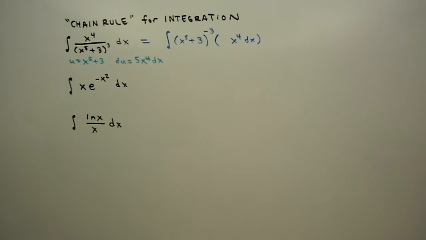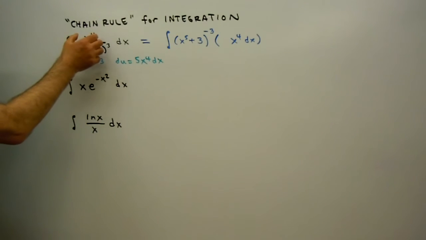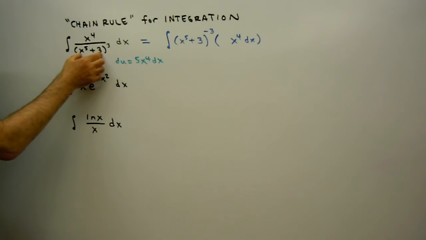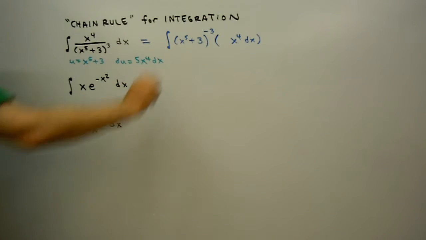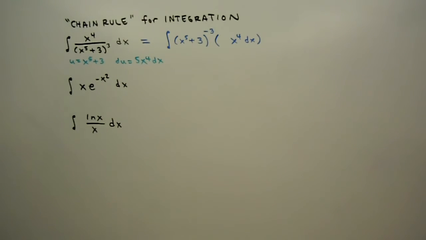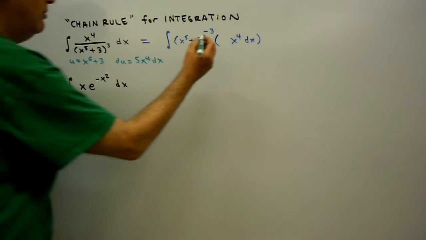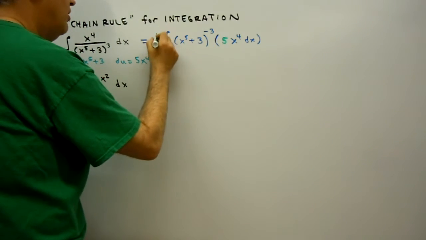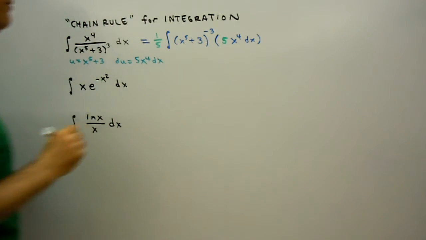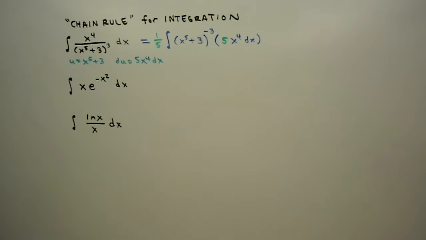Now, students sometimes mistake this for being the natural log form. It would be the natural log form if it was simply over just that u by itself to the 1 power. But this is to the 3 power, so it's actually to the negative 3 power. So we can adjust by our constant and make it 5x to the 4th, compensating with 1/5 on the outside.